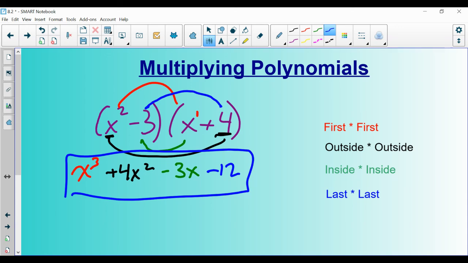So this is a lecture on multiplying polynomials, specifically a binomial times a binomial. We will explore non-binomial, like more complicated things in a future lesson. But for today, this is a binomial times a binomial by a process called FOIL or foiling.